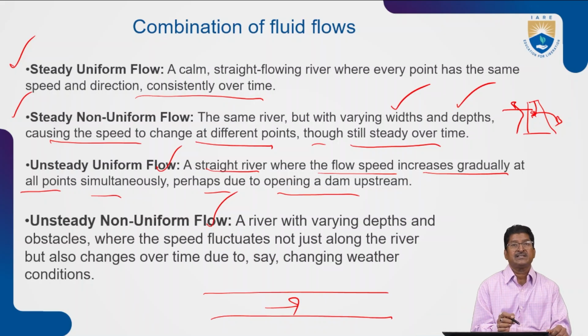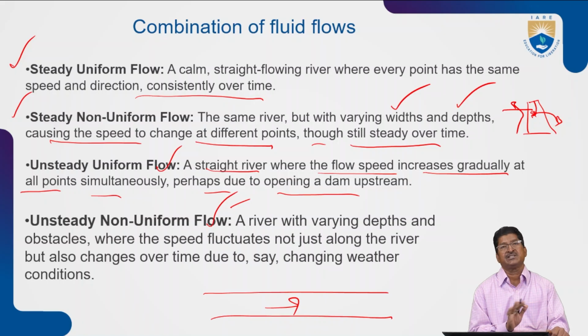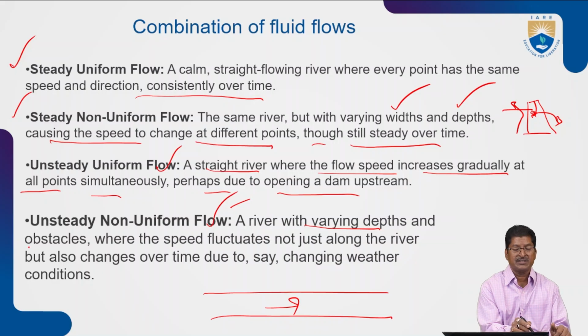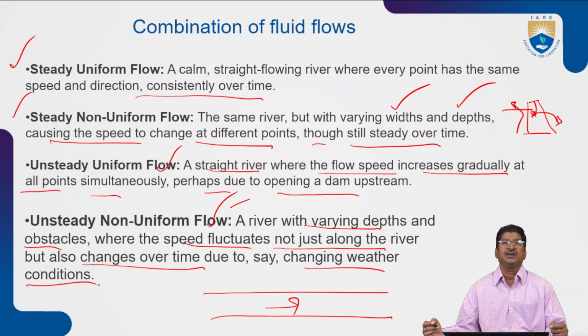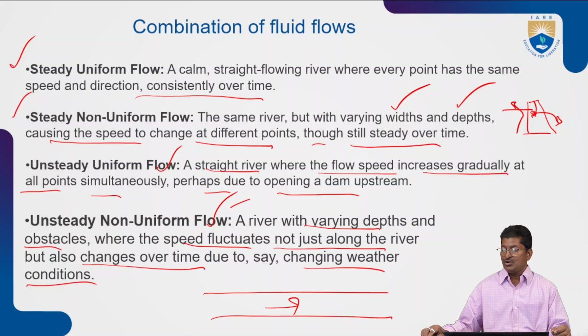The last one is unsteady non-uniform flow. With respect to time, velocity is not the same, and with respect to location, space, velocity is also not constant. See, a river with varying depths. Non-uniform flow means varying widths or depths and obstacles, where the speed fluctuates not just along the river but also changes over time due to, say, changing weather conditions. Here, because of the changing weather conditions, unsteady flow will come, and because of the change in the widths and depths of the river, non-uniform. So that is the unsteady non-uniform flow.